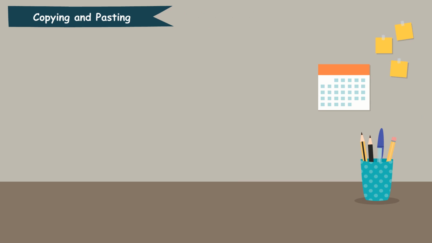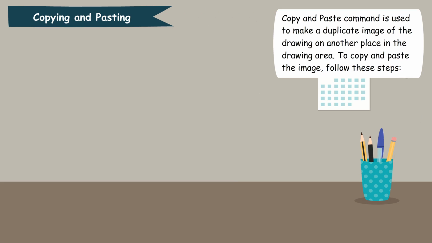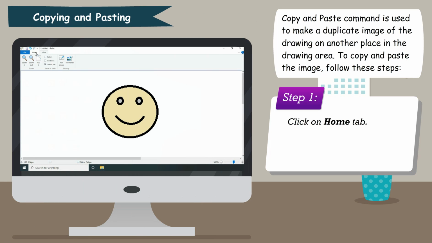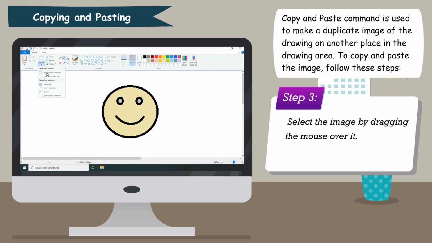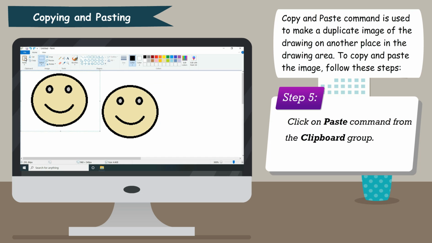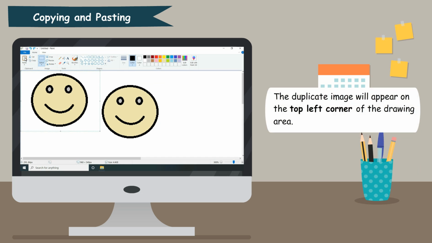Copying and pasting. Copy and paste command is used to make a duplicate image of the drawing on another place in the drawing area. To copy and paste the image, follow these steps. Step 1. Click on Home tab. Step 2. Click on Select command. Step 3. Select the image by dragging the mouse over it. Step 4. Click on Copy command from the clipboard group. Step 5. Click on Paste command from the clipboard group. The duplicate image will appear on the top left corner of the drawing area.